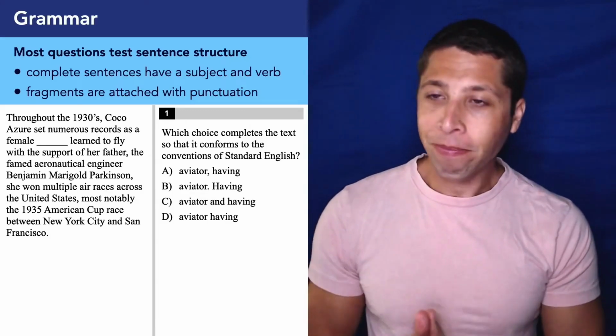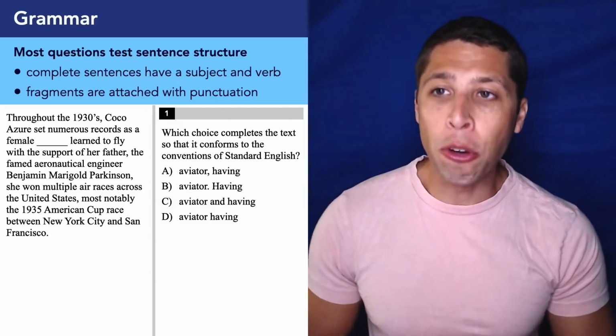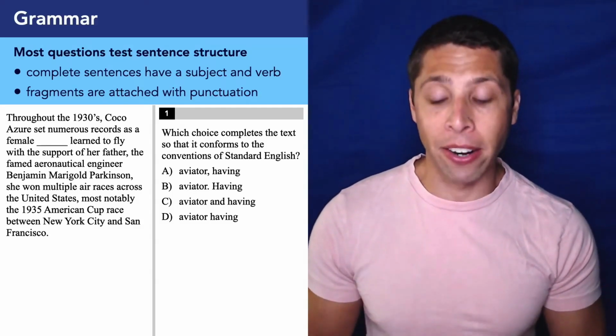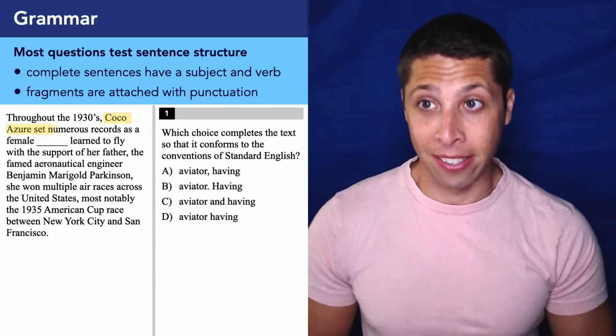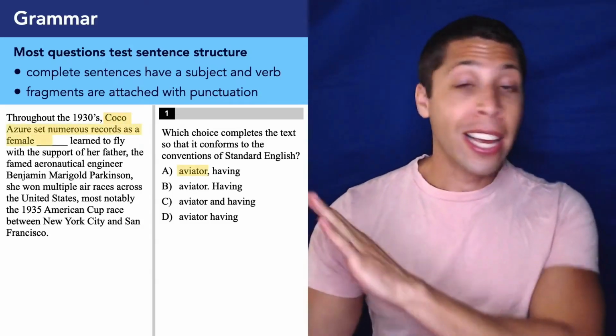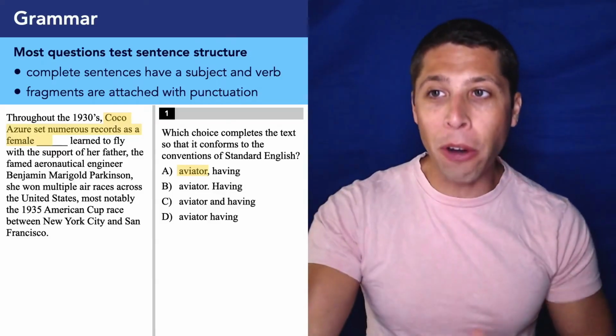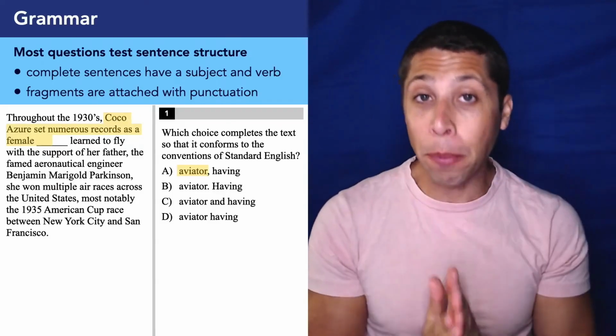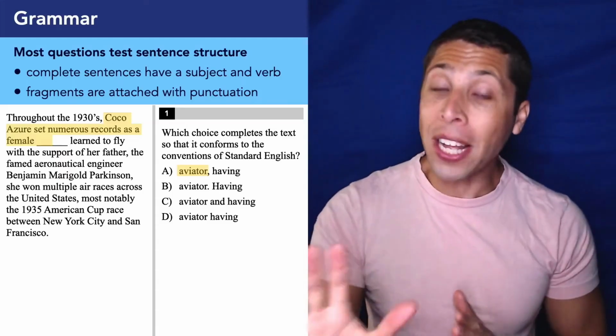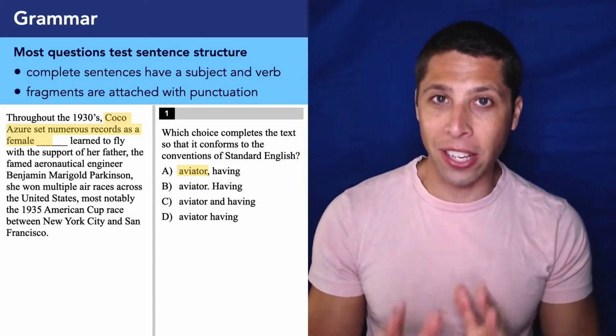Let's continue. Coco Azure set numerous records as a female aviator. That is a sentence, even without the part that came before it. Even without anything that comes after it. That could be a sentence. We could start with Coco, we could end with aviator, and we could put a period there if we wanted. Now I know that's choice B, but we don't know that's the right answer necessarily yet.